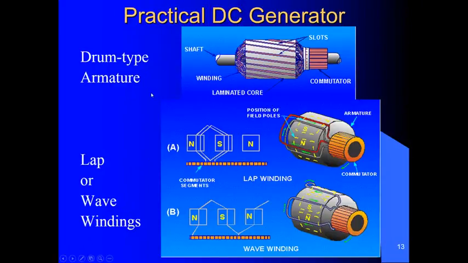So looking at a simple practical DC generator, again we have a drum type armature with slots, and our windings are wound in the slots. Again, it depends on whether we use lap windings or wave windings. And the book will talk about that a little bit.